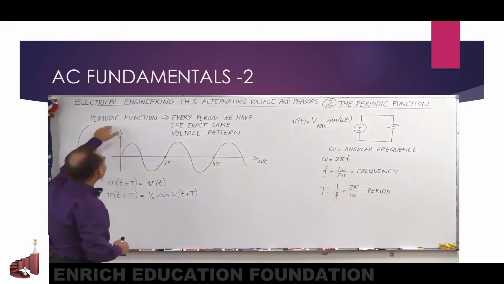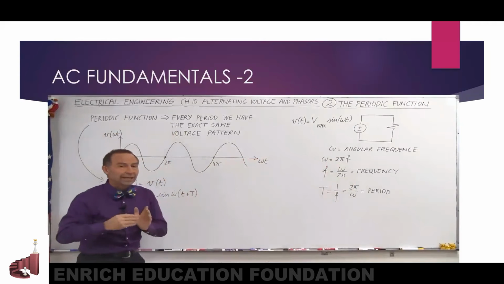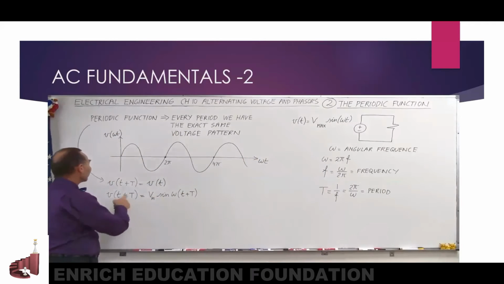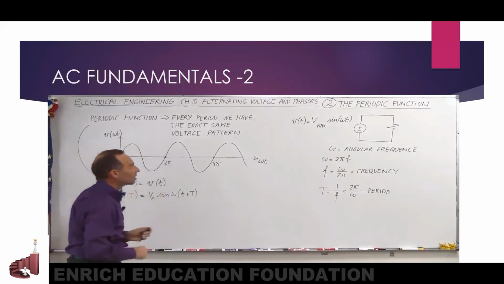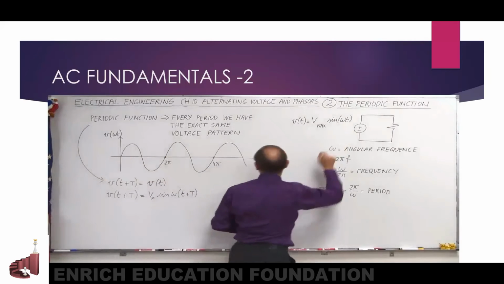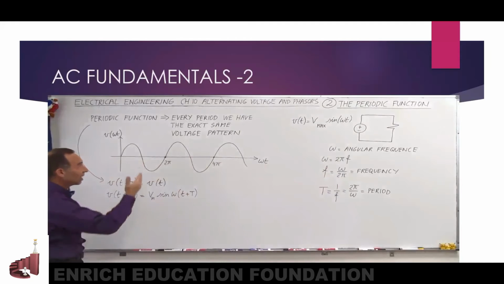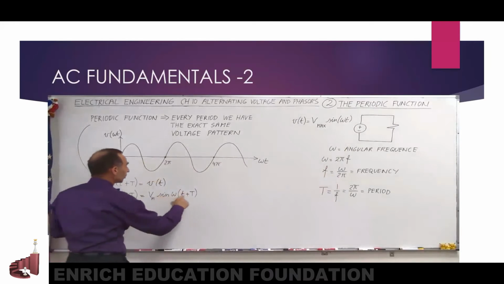So if we do have a periodic function, that means that every period we have the exact same voltage pattern and that it repeats itself over every period. Now that means that the voltage as a function of t plus the period should be equal to the voltage as a function of time. So what we're going to do now is replace t with t plus T in our function. So instead of writing t, we're going to write t plus T. And then we're going to show you that that looks exactly the same as the original function. So the next thing we're going to do is multiply this out.